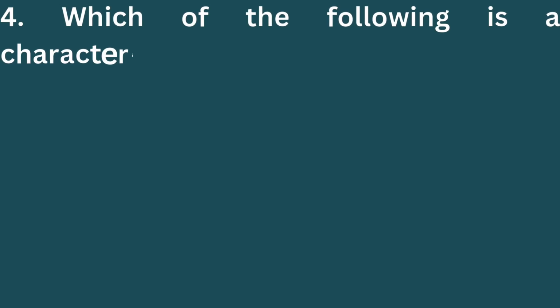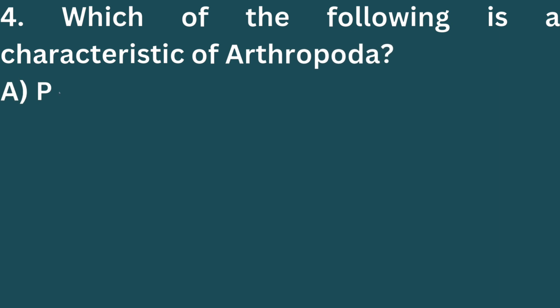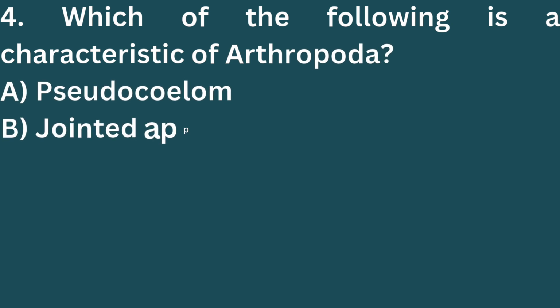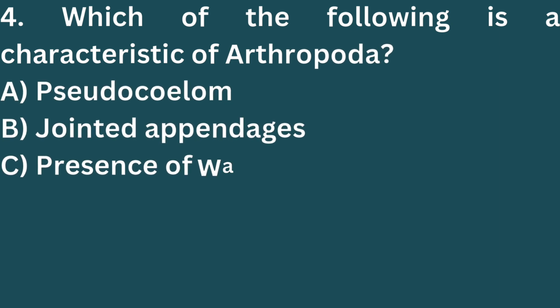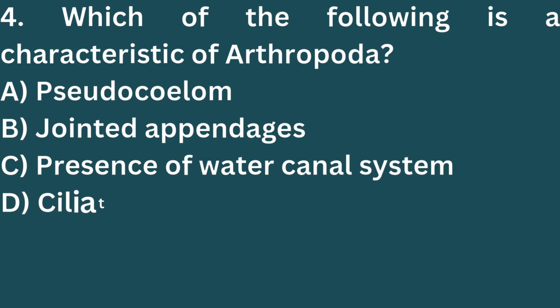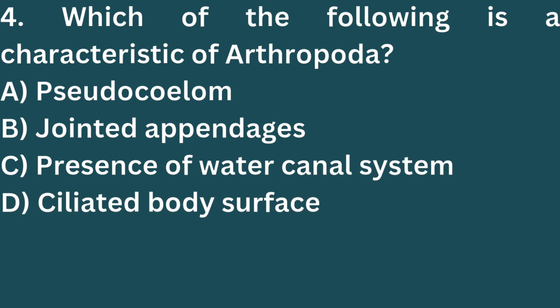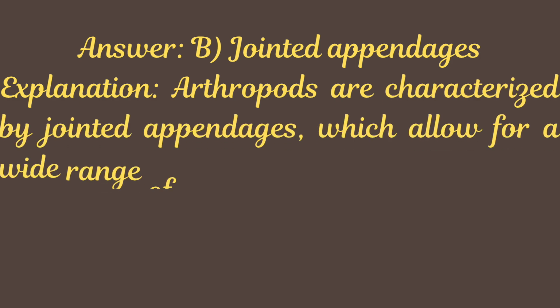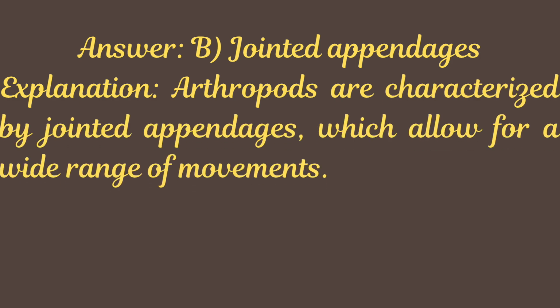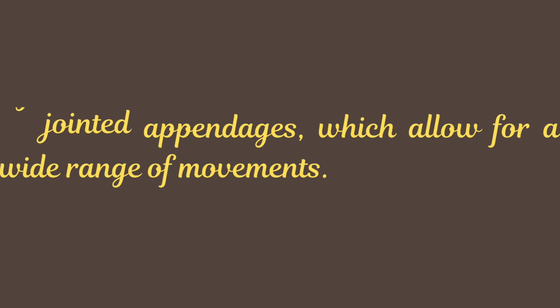4. Which of the following is a characteristic of Arthropoda? A. Pseudocoelom. B. Jointed appendages. C. Presence of water canal system. D. Ciliate body surface. Answer: B. Jointed appendages. Explanation: Arthropods are characterized by jointed appendages, which allow for a wide range of movements.